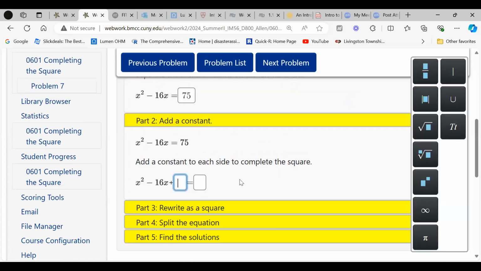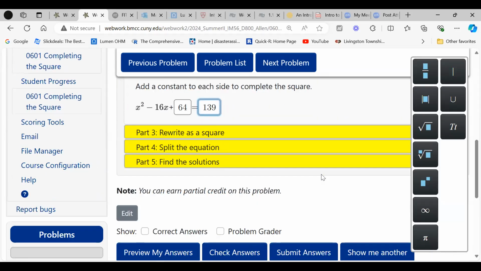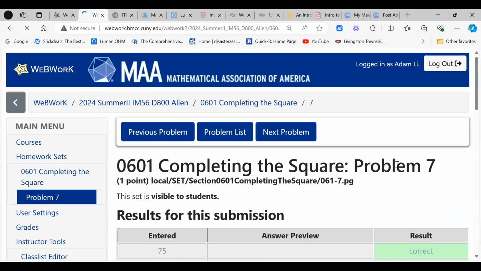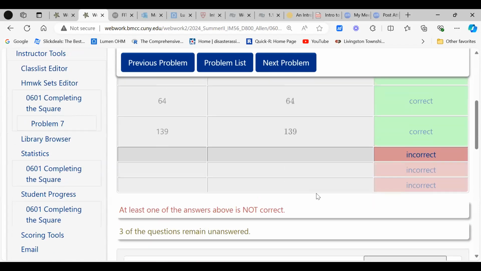So that would be 64, right? And on the right hand side, 139. We can actually check it first before we move on. Yeah, it's all good, right?